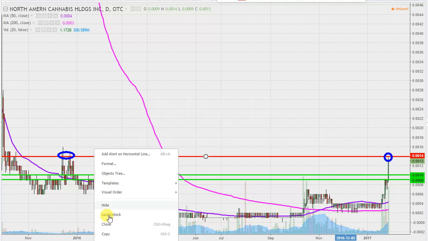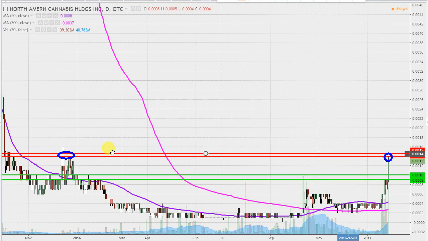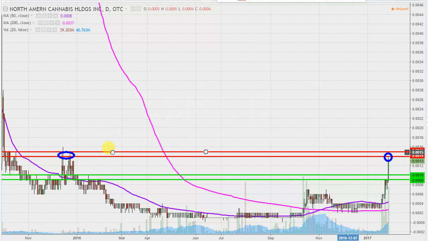In the event the price can push through 0014, next level of resistance at that point sits at 0015. All right, so I guess a little miniature resistance zone. We'll just call it that, from 0014 up to 0015. Again, these are from highs back here.